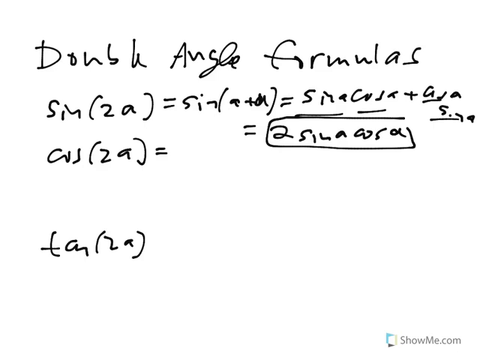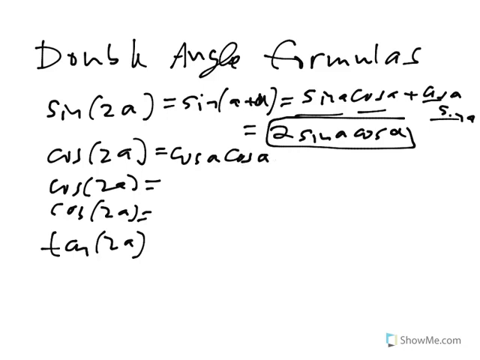The cosine 2a formula is a little bit unusual because there are going to be 3 variations on it. The first one is cosine a cosine a minus sine a sine a, which turns into cosine squared a minus sine squared a. This is version number 1, and it's actually the least popular version.